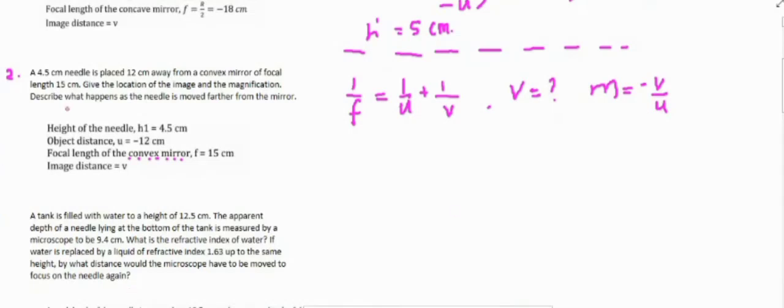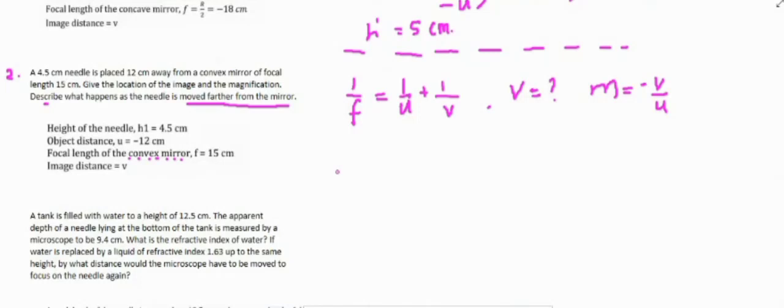Now, the last part of the question: describe what happens when the needle is moved farther from the mirror. When the object is at infinity, the image is formed at the principal focus. At any other location, the image is between principal focus and pole of the mirror, because it is a convex mirror. The image is always between principal focus and pole.